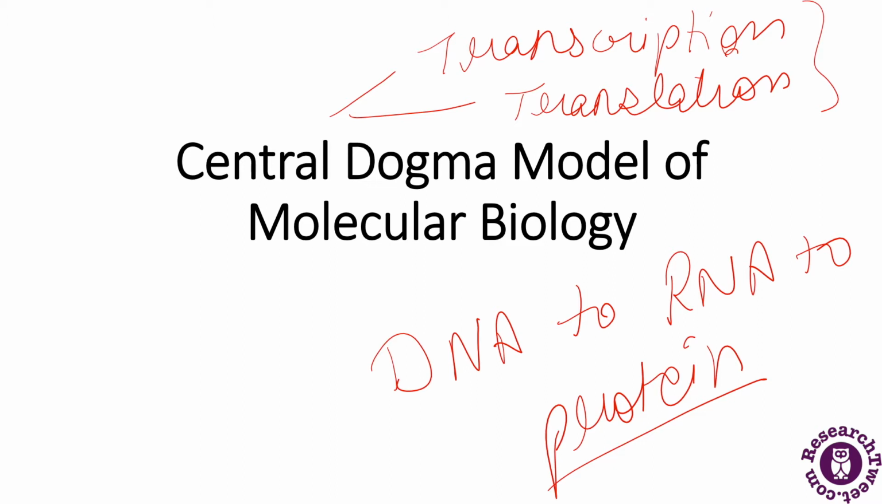It is defined as a process in which the information in DNA is converted into a functional product. It is suggested that the information present in the DNA is essential to make up all the proteins, and RNA acts as a messenger that carries the information to the ribosomes. So this is the central dogma model of molecular biology.